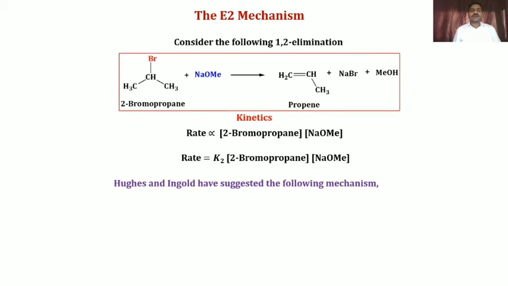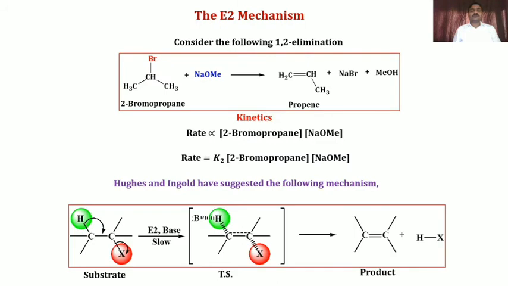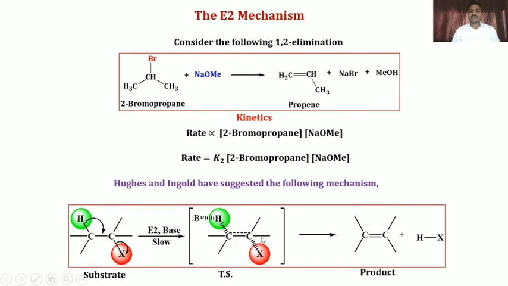Now Hughes and Ingold have suggested the mechanism for E2. First, the leaving group, that is X, goes with the bonding electron pair and the beta hydrogen leaves with its bonding electron pair to form a carbon-carbon double bond. This is the transition state of the reaction, and this gives an alkene as a product. In the transition state, two bonds are broken, that is the C alpha X bond and the C beta H bond, and a new carbon-carbon double bond forms.